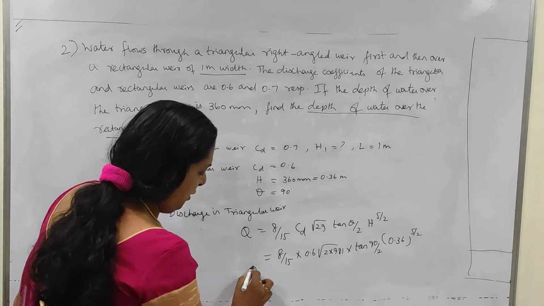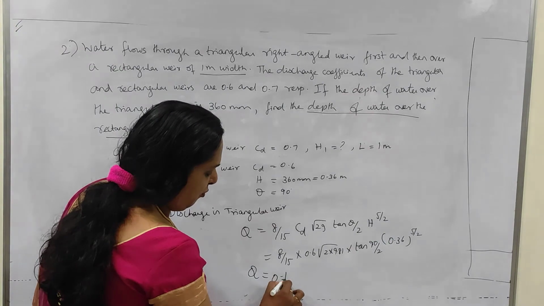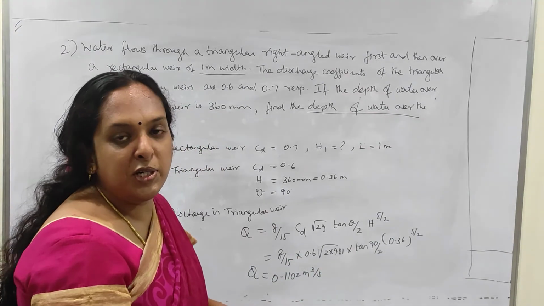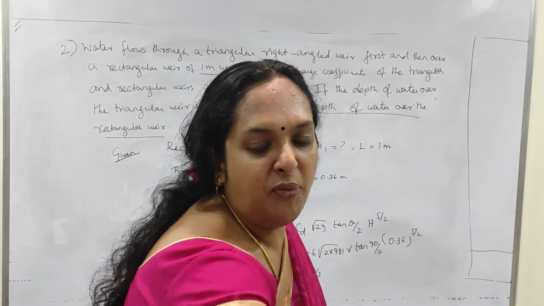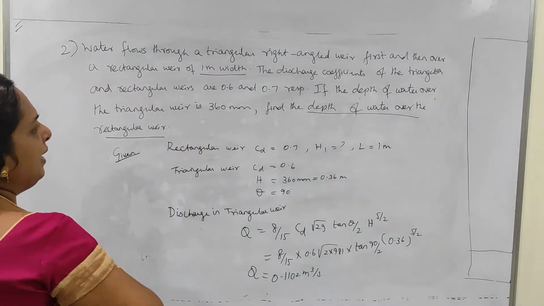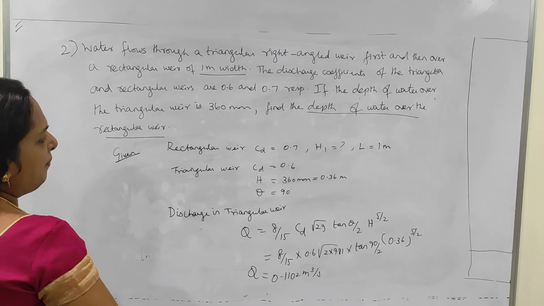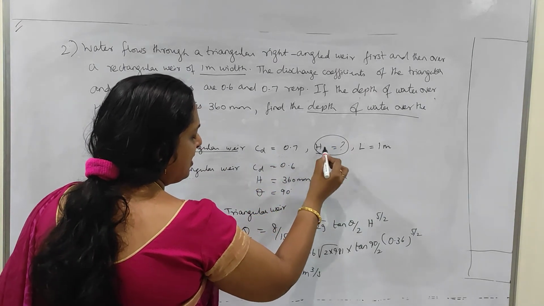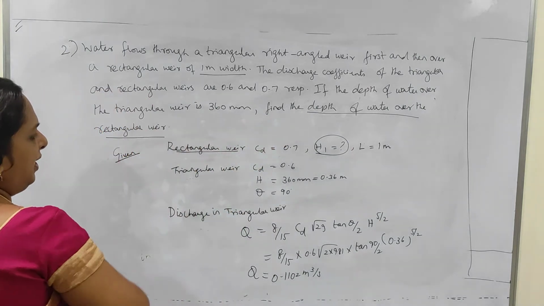So the value I have got here is 0.1102 meter cube per second. But my question is not ending with this. What do I have to find out? I have to find out what is the discharge of my rectangular weir. So discharge, I know that. I have to find out what is the depth of my water over the rectangular weir.